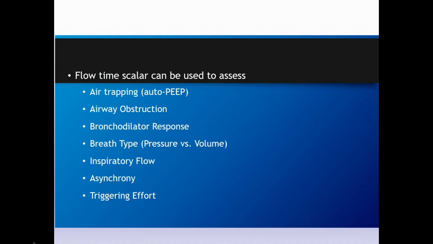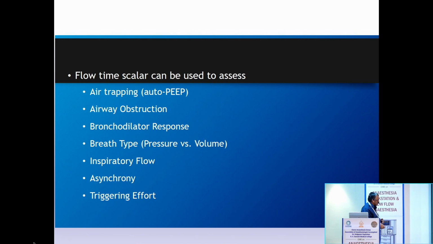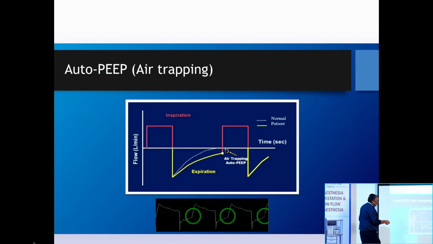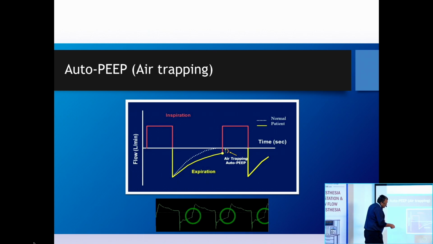So flow time scalar, what can it be used for? Again, auto PEEPing, airway obstruction, bronchodilator response, inspiratory flow, asynchrony. I'll just give you an example. This is your flow. This is your inspiration nicely going down. This is your expiration. This dotted line is supposed to be a normal one. It is touching the baseline.